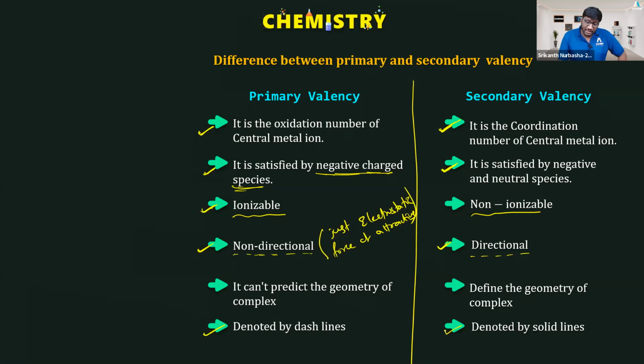Whereas secondary valencies involve bond formation, so they have to be denoted by solid lines. Because primary valency is due to electrostatic force of attraction, can we predict the geometry? No. Primary valency cannot predict the geometry of the complex. Because of all the bonds formed, you can predict whether octahedral or tetrahedral complexes are formed. So secondary valencies define the geometry of the complex.